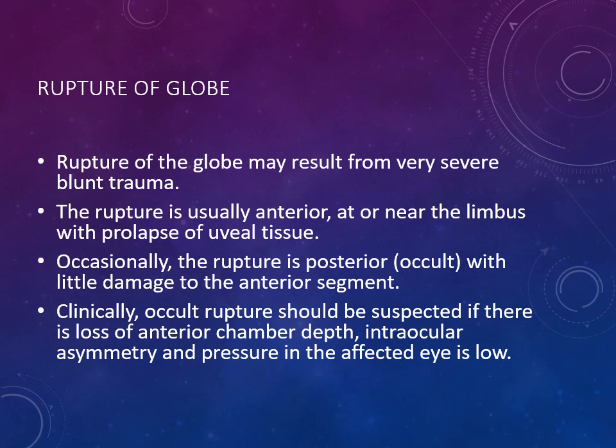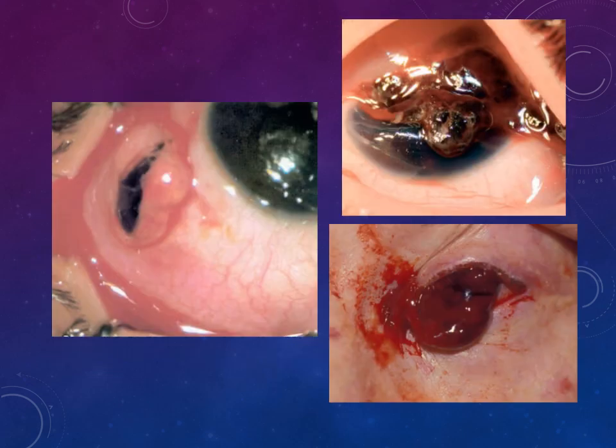How do we suspect rupture globe? By asymmetrical anterior chamber depth and asymmetry in the intraocular pressure. Those will give us a clue that there is probable rupture globe. These pictures are examples of rupture globe secondary to blunt trauma.